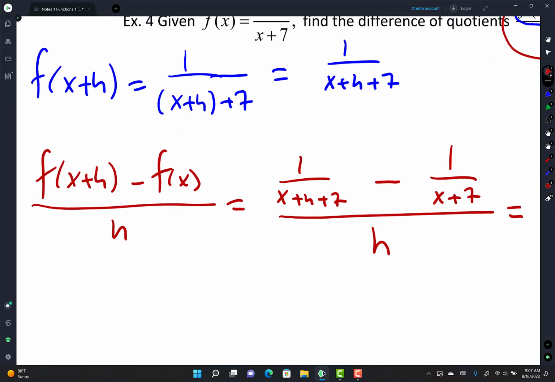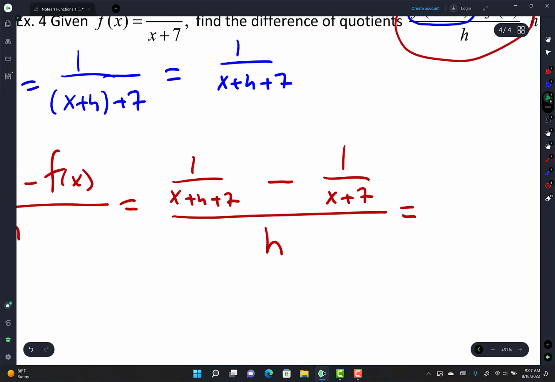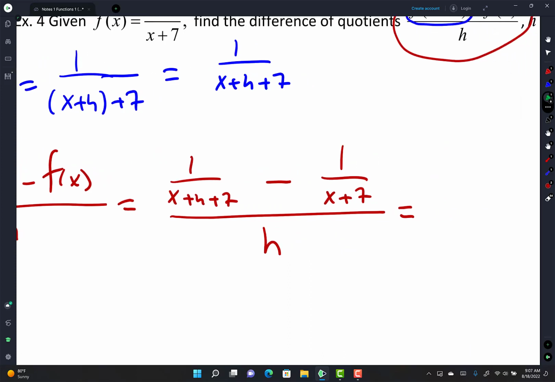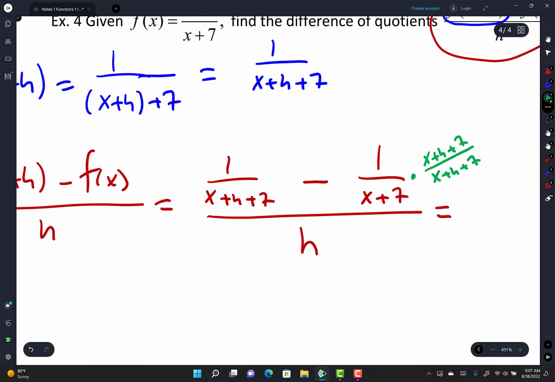All right, I cannot add the numerator, 1 over x plus h plus 7 minus 1 over x plus 7, until I get a common denominator in my numerator. I know, play on words, because there's so much fraction within a fraction. So here in the numerator, I'm going to multiply this right term by x plus h plus 7 over x plus h plus 7. And this one I'm going to multiply by x plus 7 over x plus 7.